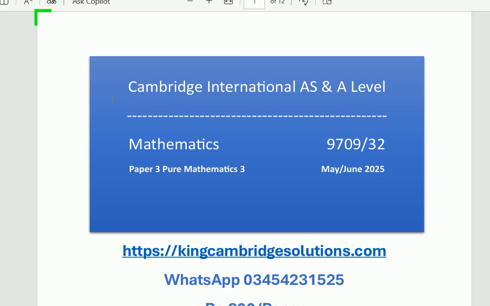Welcome to KingCambridgeSolution.com. On this website, you will find the solutions of past papers for the Cambridge International AS and A level. Today, I shall explain some questions of Paper 3, Pure Mathematics, June 2025 session, variant 2.